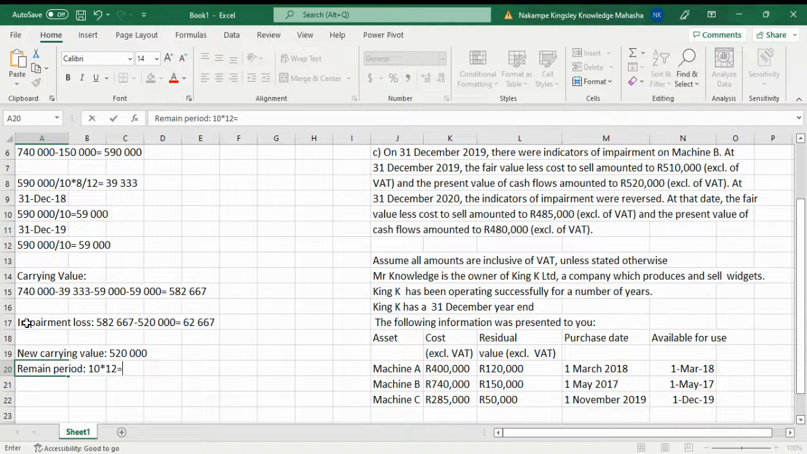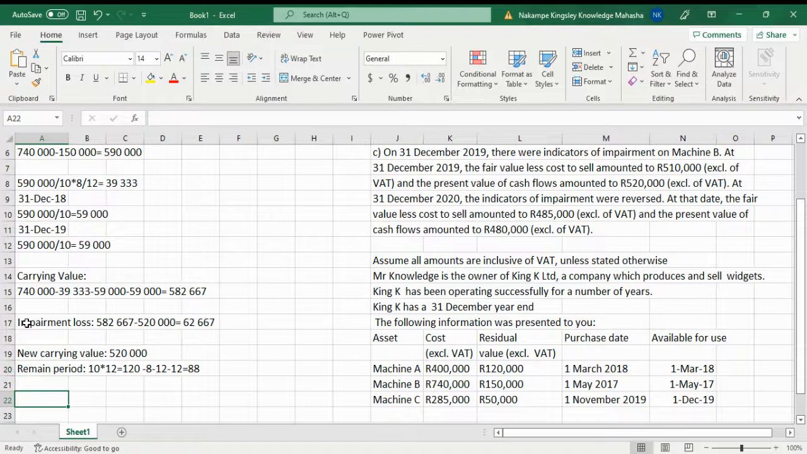So if you say 10, you multiply by 12, you're going to get 120. Remember that for the first year we depreciated our asset for 8 months. You're going to subtract 8. Second year was 12 months, subtract 12. The third year was 12 months again. You subtract 12. And then what is the remaining? You say 120 minus 8 minus 12 minus 12. You're going to get 88. So meaning that 88 is the remaining period, right?